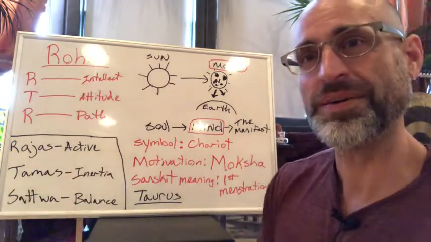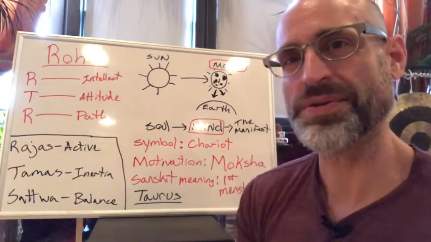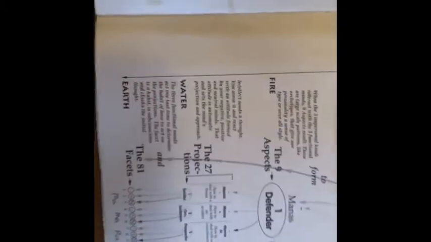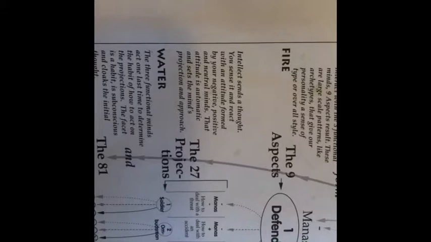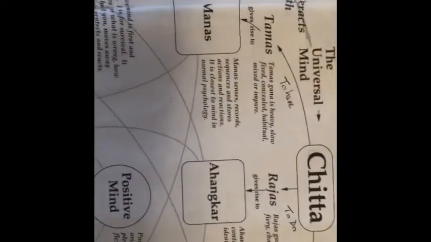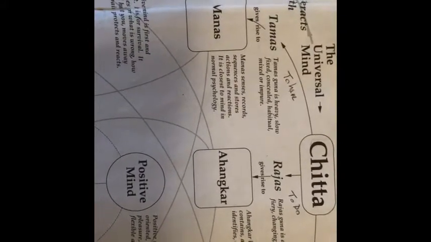So with all that said, I'm now going to show you the Kundalini yoga exercise that is associated with Rohini. Once again, this is Yogi Bhajan's book called The Mind. My copy is really beat up, and I love this book. At the back of the book, there's a chart, and this chart is how I figured out which gunas relate to the nakshatras, because what Yogi Bhajan calls the nakshatras are the 27 projections. And for Rohini specifically, we're looking at a rajasic level as its base, and rajas is the equivalent of this term ahankar.